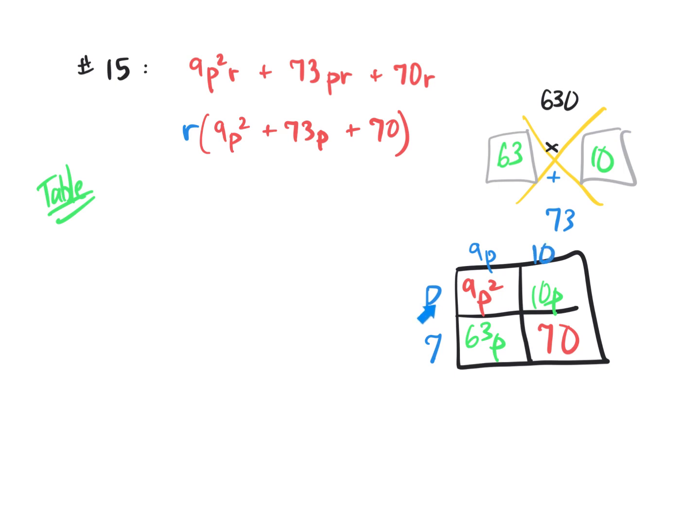So does everything work? P times 10 is 10p, p times 9p is 9p squared, 7 times 9p is 63p, and 7 times 10 is 70. This works, and there's our final answer. Let's go ahead and write it up here. P plus 7 and 9p plus 10.